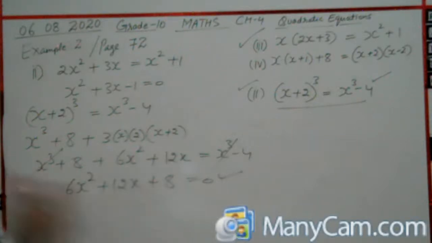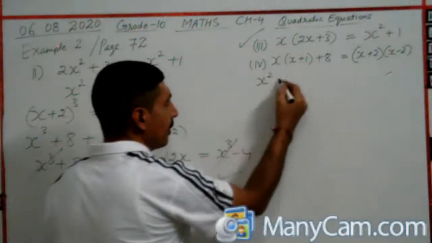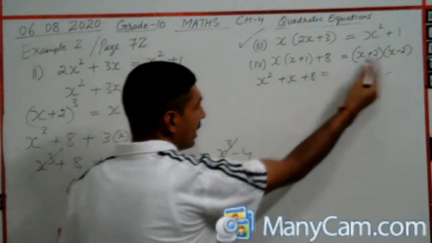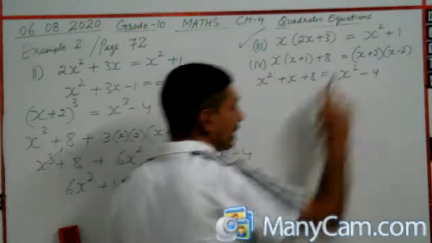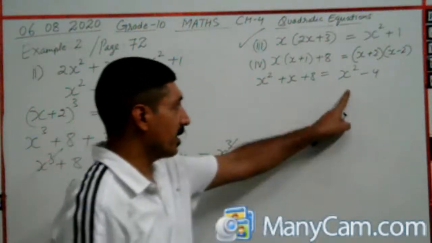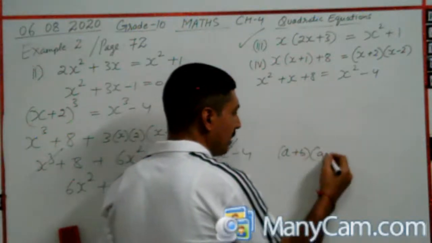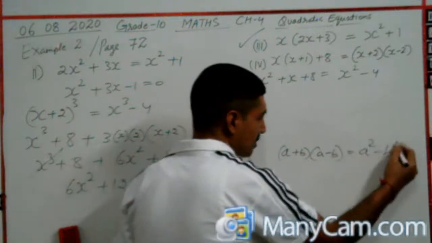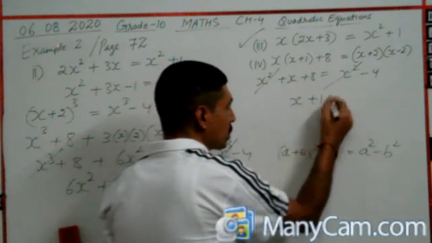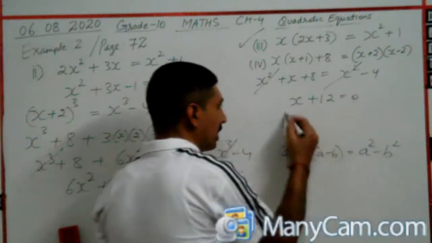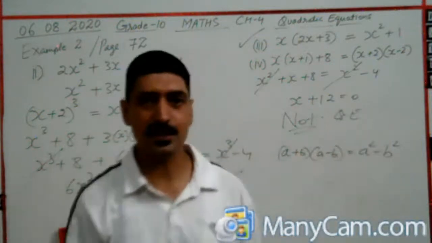Next part you can do. Here, x square plus x plus a, and here a square minus b square, that is x square minus 4. Here I have used the identity (a plus b) into (a minus b) is equal to a square minus b square. So here x square and x get cancelled. We have 8 plus 12 is equal to 0, which is not a quadratic equation. The fourth part is not a quadratic equation.